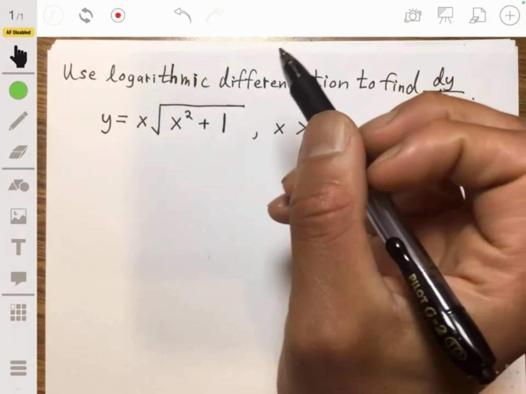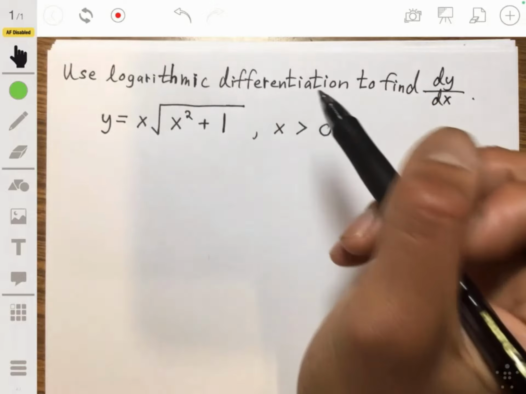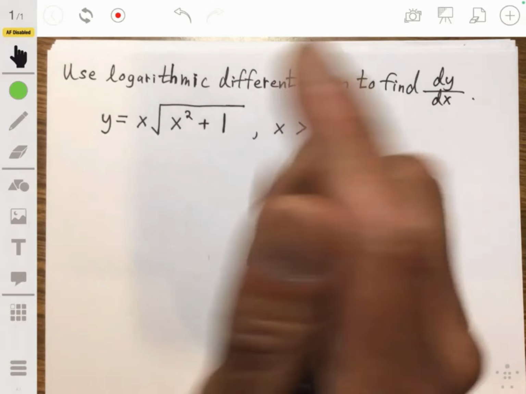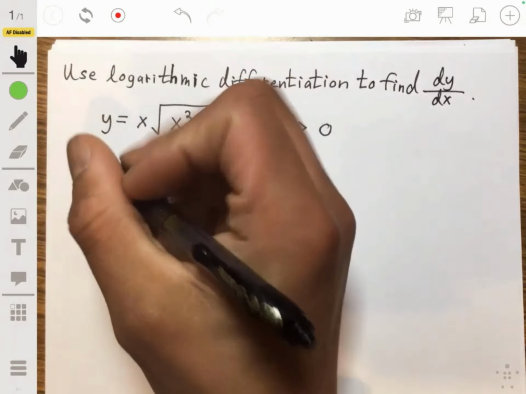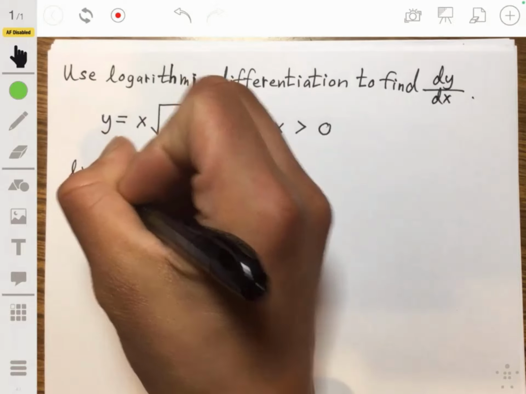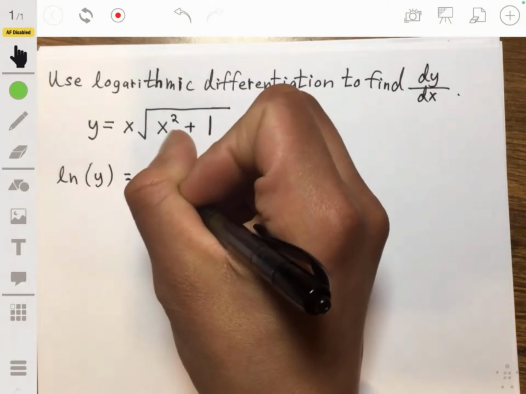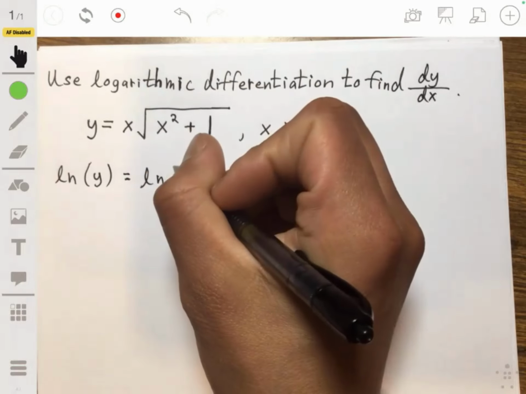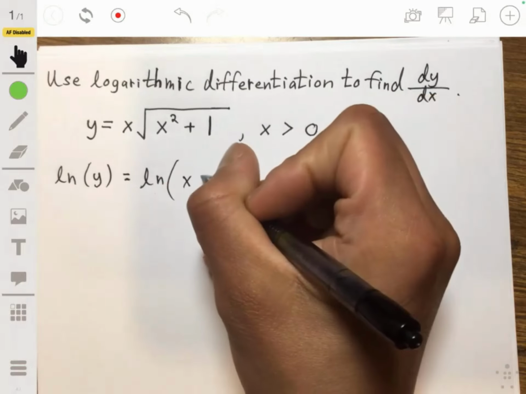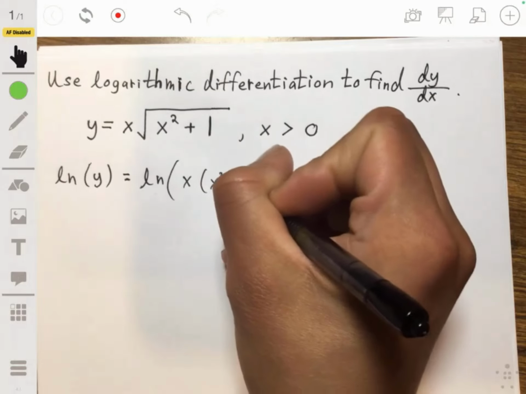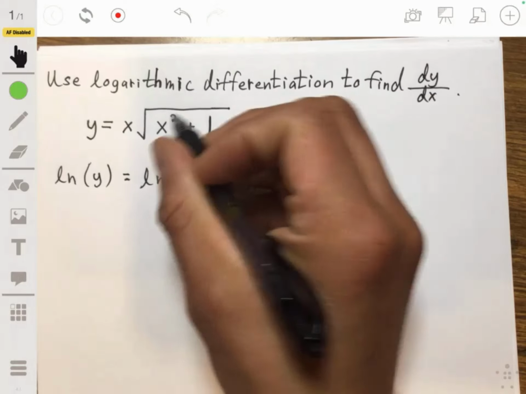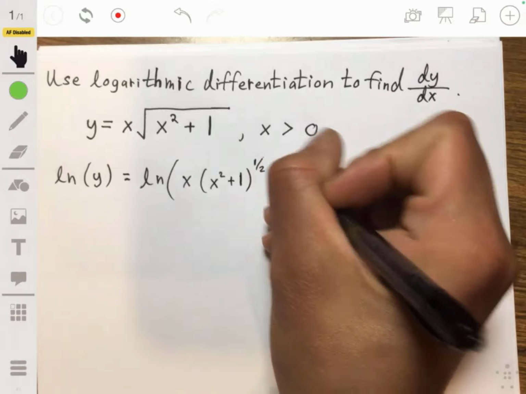Right, so for this problem, we're going to use logarithmic differentiation to find the derivative. First, we're going to take the logarithm of both sides. So we'll have the natural log of y be equal to the natural log of this whole thing. And I'm going to rewrite that square root as the 1/2 power.